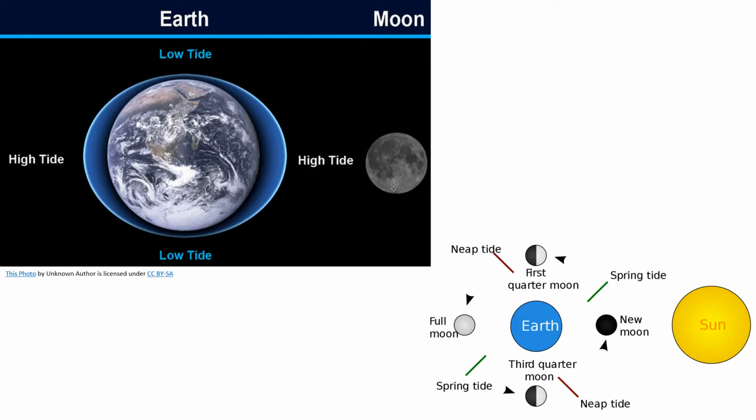And then when it's at the first quarter and third quarter is when you would get the neap tide. Notice it makes a right angle, either sun, Earth, and first quarter moon, or sun, Earth, and third quarter moon. That's a complete right angle. And so their gravitational pulls kind of work against each other to create a low tide.